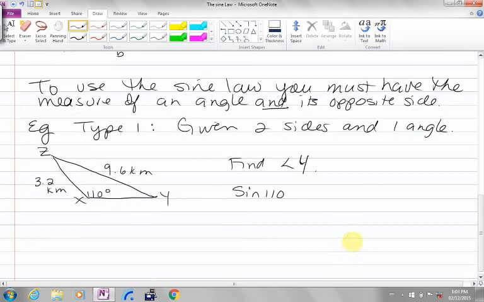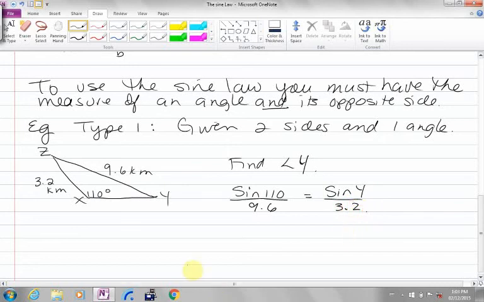So the sine of 110 degrees is to 9.6. That's the first ratio, the pair that we have, the matching pair. Now, who can set up the rest of the proportion for me? Kenna? Equals sine y over 3.2. Beautiful.